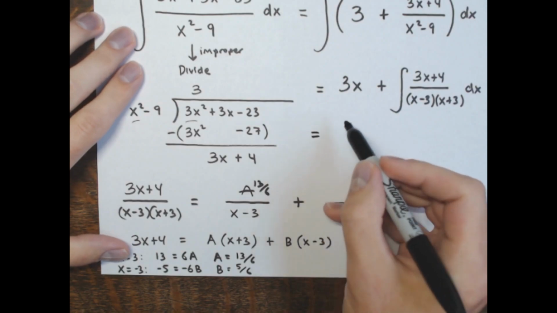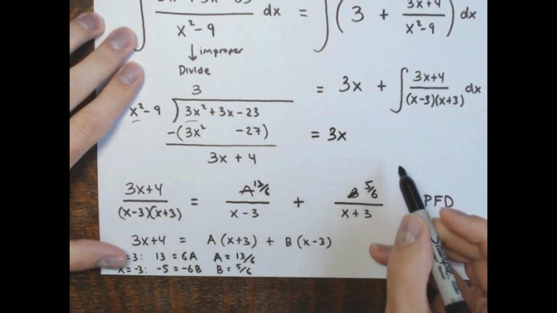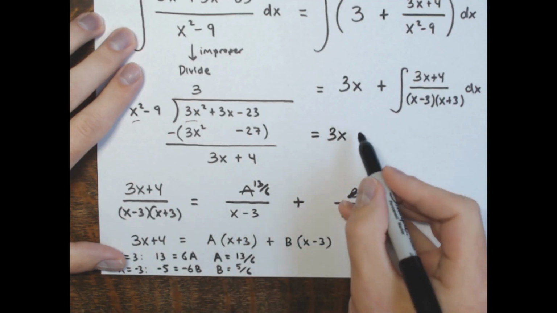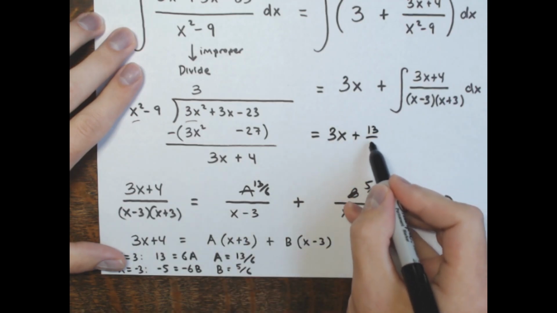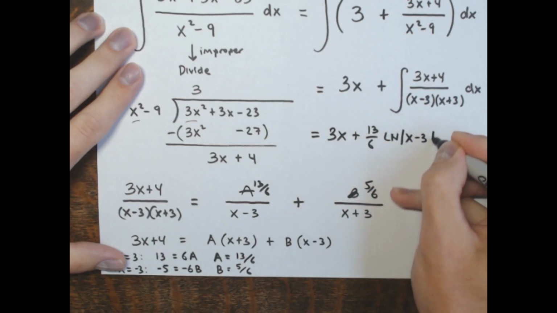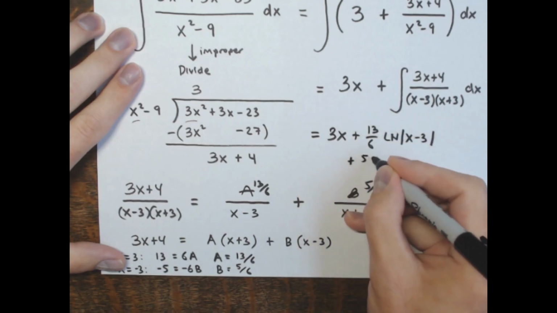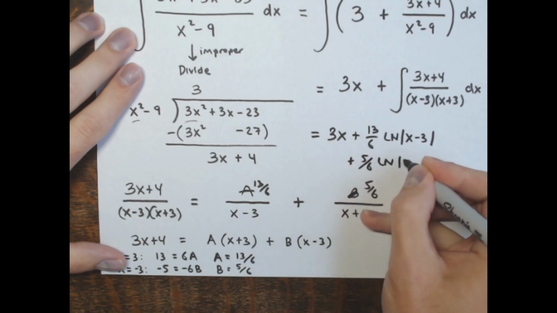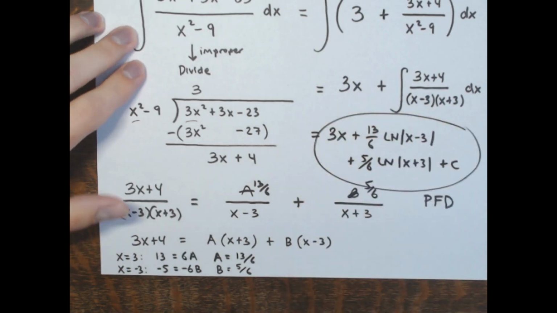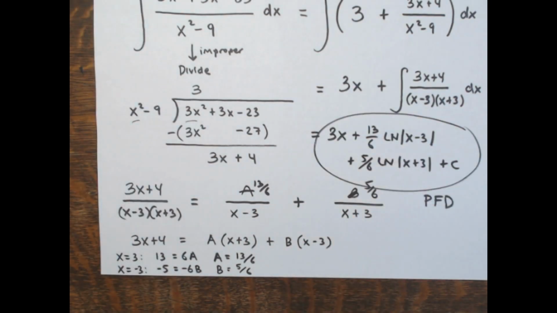All right, so putting all this together, we have 3x. Plus, and then this integral becomes the sum of these two integrals. So plus 13 sixths times the natural log of the absolute value of x minus 3, and then plus 5 sixths times the natural log of the absolute value of x plus 3, and then plus some constant right there. There's our final result, and type that in.